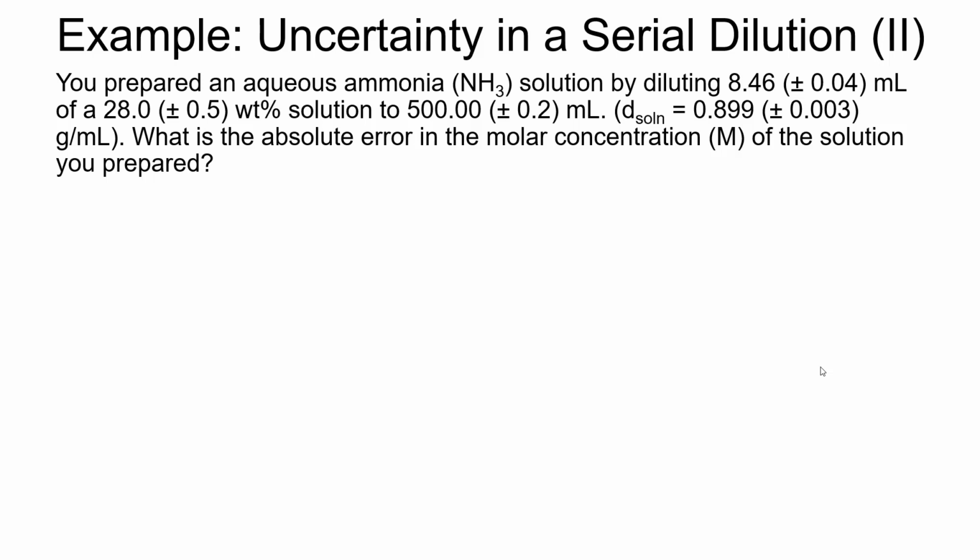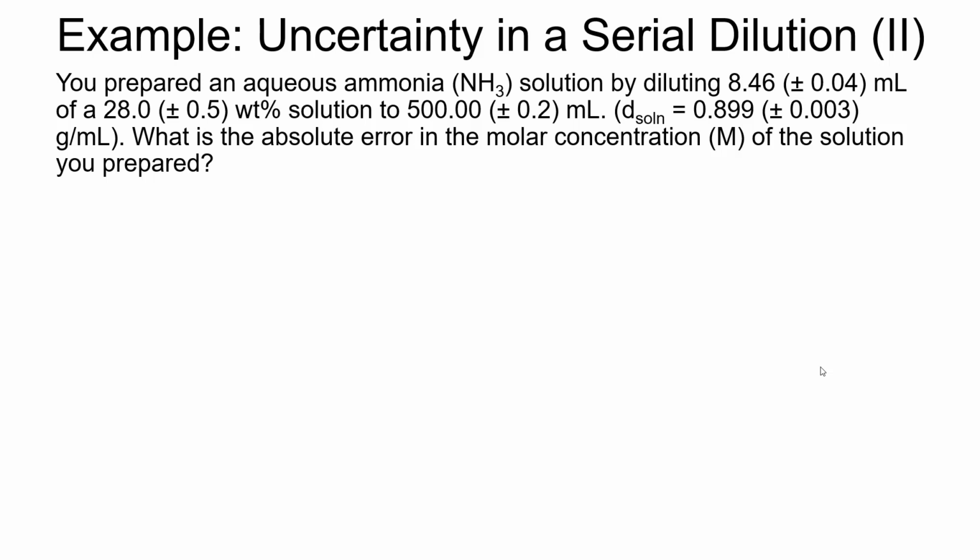What makes this problem a little trickier than our previous example with serial dilution is that to start our serial dilution problem, we had to convert the weight percent of the ammonia solution to a molarity of ammonia using the density of the solution. So error will propagate in that step as well, and this is your primary hint going into the problem, because both the weight percent of the solution and the density of that solution have error, which will contribute to the error in the original molar concentration of the ammonia.